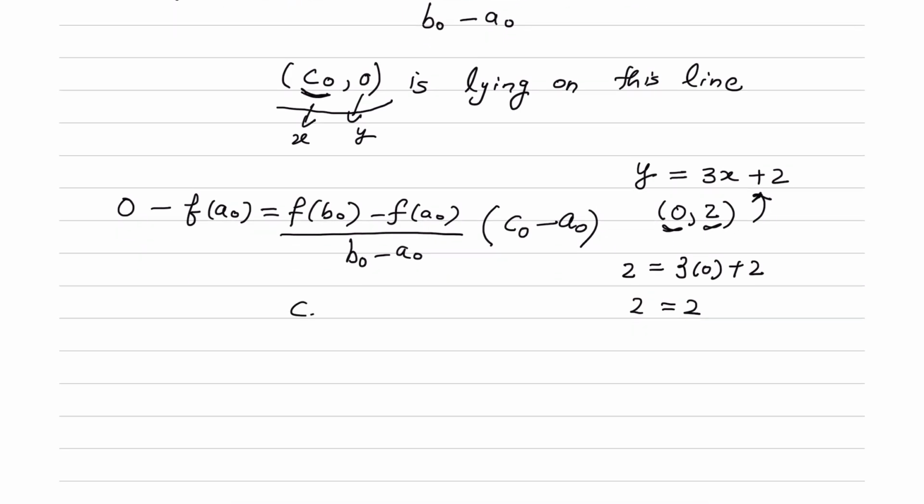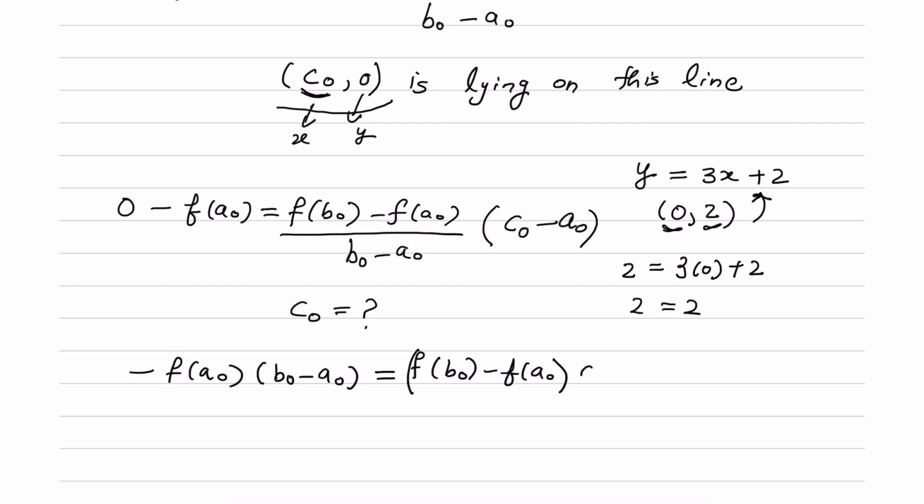Now let's find c naught from this equation. First we do the cross multiplication. f of a naught multiplied by b naught minus a naught is equal to f of b naught minus f of a naught. This whole thing multiplies with c naught minus f of b naught minus f of a naught. This whole thing multiplies with a naught.